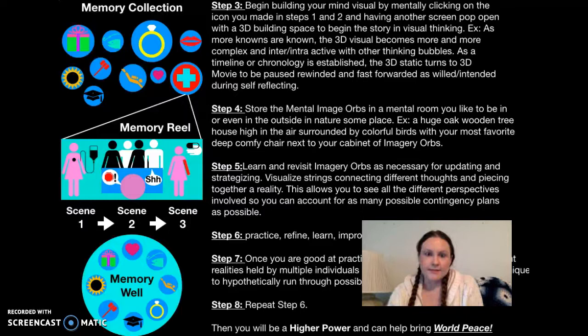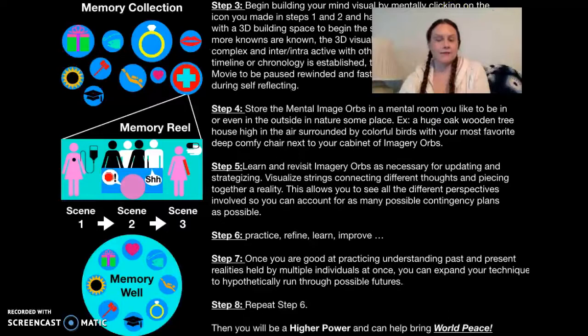Step five is to learn and revisit your imagery orbs as necessary for updating and strategizing. Visualize strings connecting different thoughts and pieces together, and piecing together a reality. This allows you to see different perspectives involved as you can account for as many possible contingency plans as possible. Something that I have had to do for a long time is come up with contingency plans, and the best way I know how to do that is to just account for every possible scenario that could be in existence.